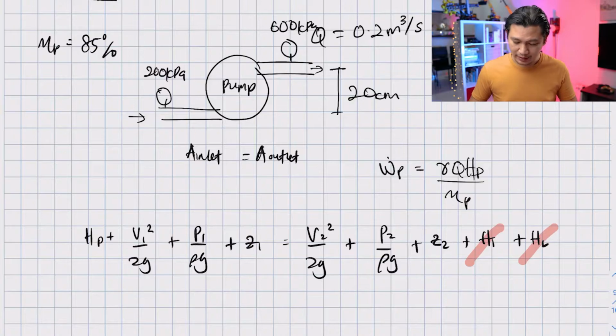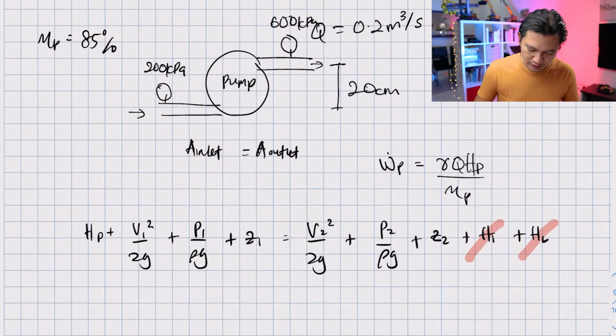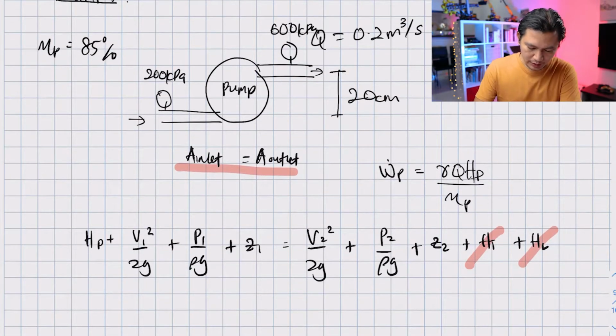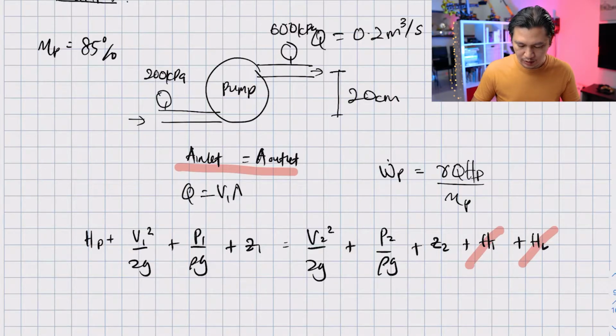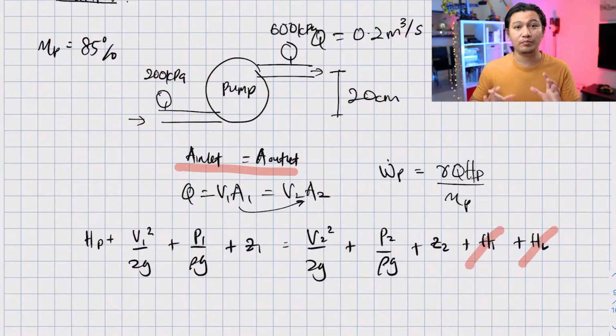The next thing that I can cancel out is based on this information. When A inlet is equal to A outlet, remember that in steady flow, Q, which is equal to V1 A1, will equal V2 A2. So what happens when A1 is equal to A2? It means that V1 is also equal to V2. So I can easily cancel this out.